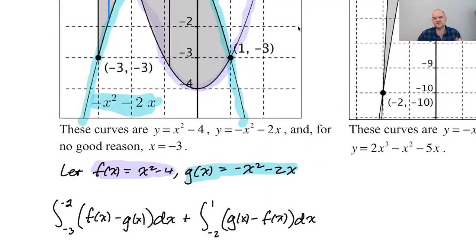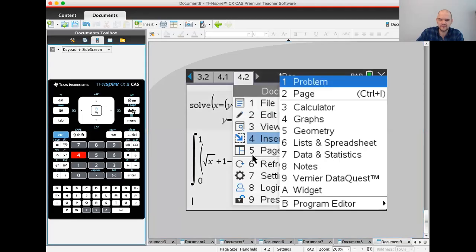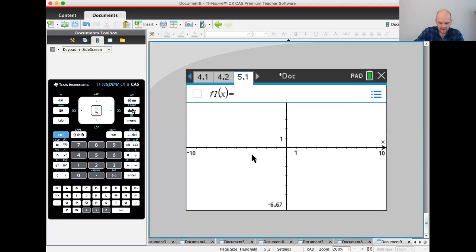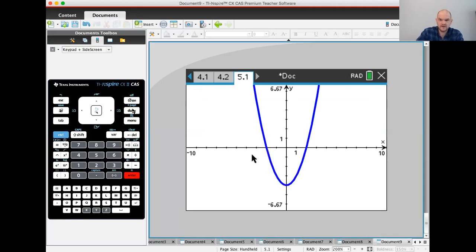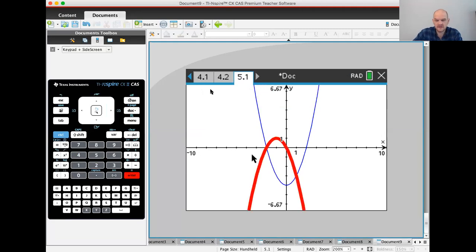All right, in the interest of this not being like 1,000 hours long, I will not do it by hand, but I kind of want to. So let's do a calculator page instead. All right, so the direction said we should try to reproduce this. I'm gonna put in a new problem, graph x squared minus 4, and then also negative x squared minus 2x.